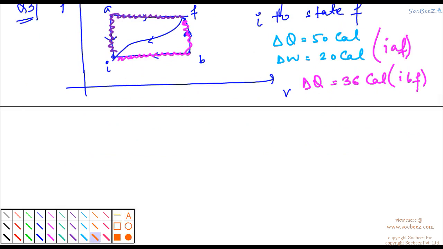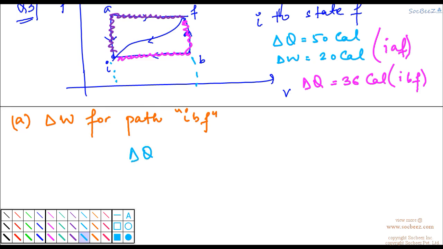Now, given this data, you have to find what is delta W for path IBF. Now, as we know in the PV curve, the work done by the gas is nothing but the area under the PV curve. So, if we say that in the first process, that is from IAF, the work done was 20 calories, the area under the curve was 20 calories. Okay, so that is this whole box plus this bottom area gave you the 20 calories.